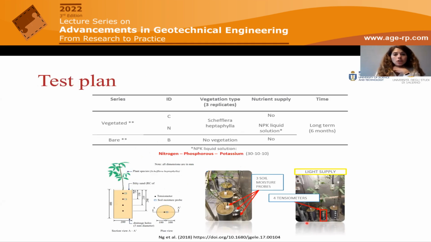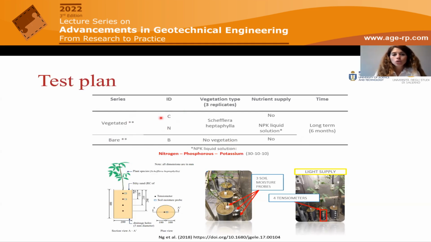So in this research, in collaboration with the HKUST, we tested the influence of fertilizers on roots development in compacted soil for man-made slopes in Hong Kong, and how this may affect the hydraulic behavior of soil. So we tested 3 series with bare soil, the first one as control, which was left without vegetation. And then we had 2 series of vegetated soil.